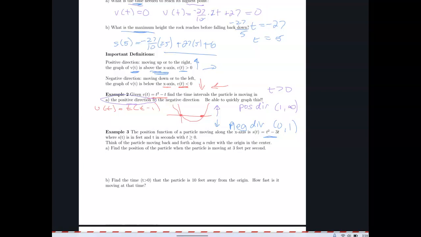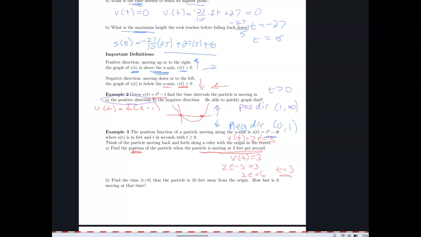All right, so I've got this position function, and we're thinking about it like a particle moving back and forth. That's what we do lots of this. We'll have a kind of particle going like this back and forth. So we want to find the position of the particle when the particle is moving at 3 feet per second. Okay, so particle moving at 3 feet per second, that means my velocity is 3, correct? So let's find the velocity. So that's 2t minus 3. So I'm setting 2t minus 3 equal to 3, so I get 2t is 6, and so that gives me t is 3. So that's the time this is happening.